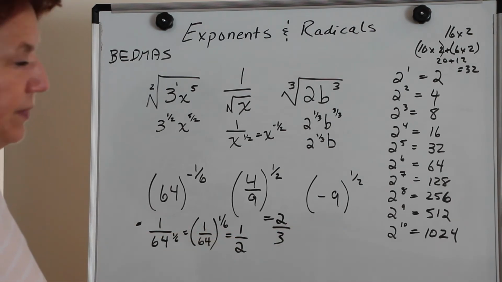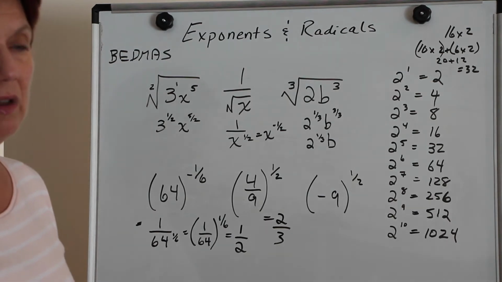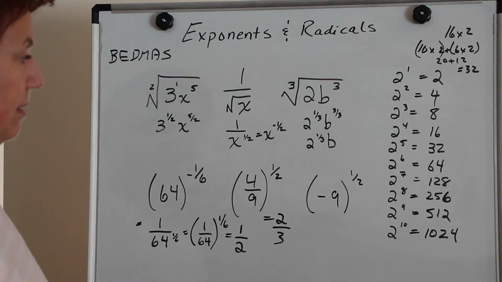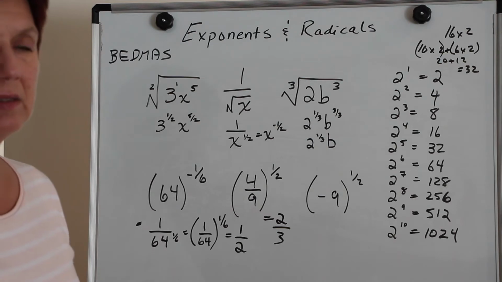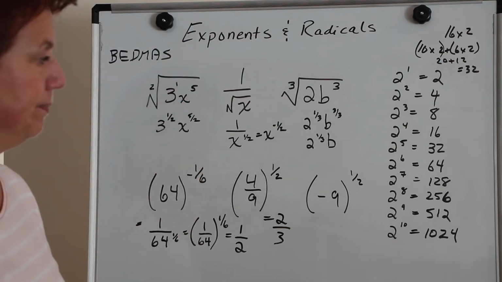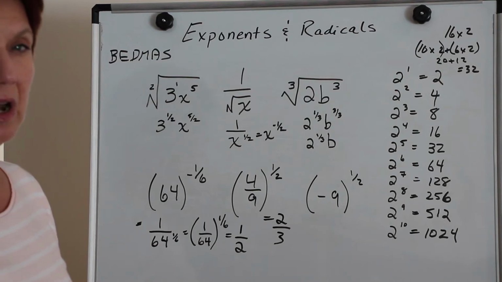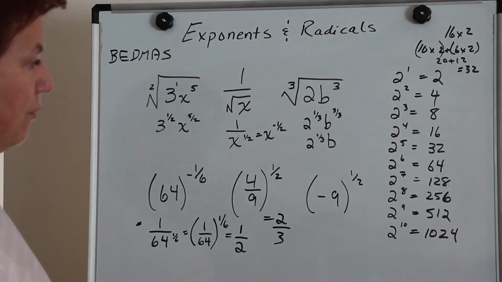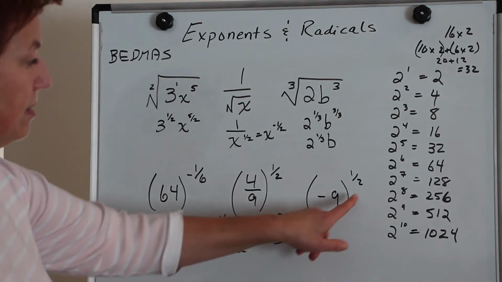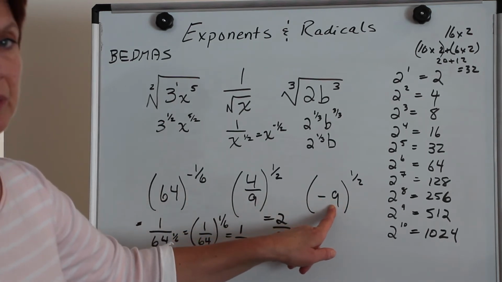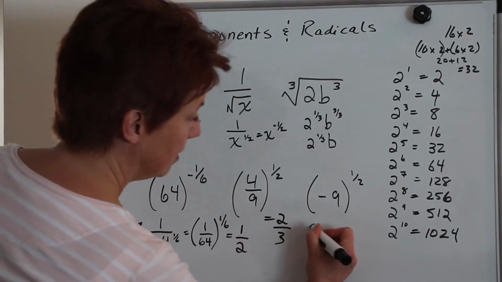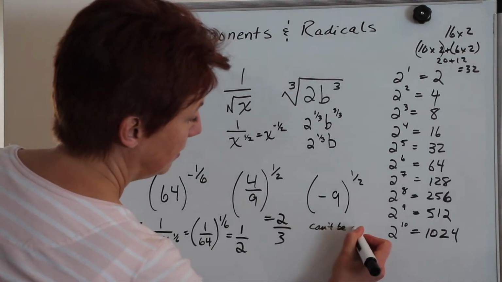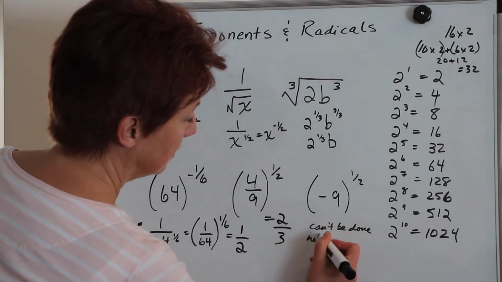Now this last one actually can't be done, okay? The square root of negative 9 is not a real number. In a way it does exist. It's a subject of higher math. The square root of a negative is called i, and it's used a lot in electronic engineering. We're not going to go into that in this video, but for your purposes, when you're being asked to take the even root of a negative number, you say it can't be done, okay? So you write that, can't be done, or not possible is another way of saying it.